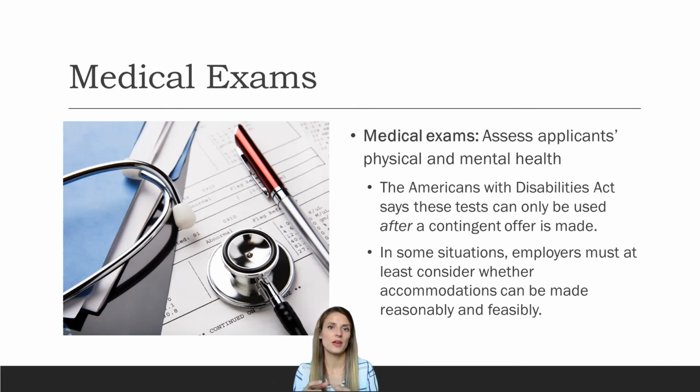According to the Americans with Disabilities Act, job offers have to be made before medical exams. One of the reasons for this is because we don't want employers learning about disabilities earlier in the process before they offer jobs. In some situations, when an employer learns about a disability, they then must attempt to accommodate that applicant's disability in some way. You can't just say, oh, well, you have a disability, I don't like it, I don't want to hire you. It doesn't work that way.